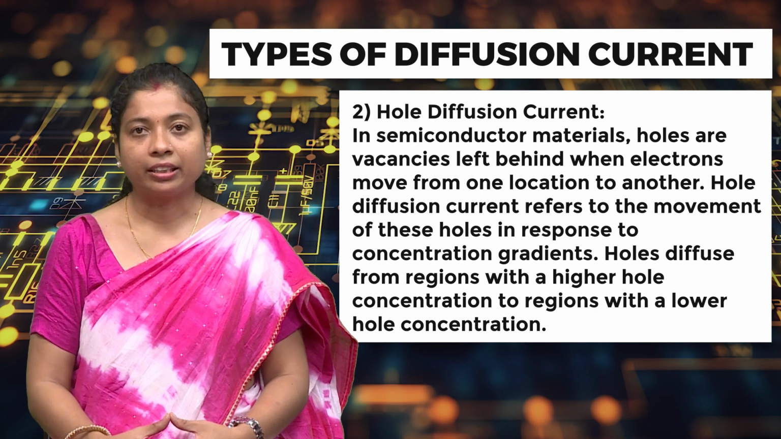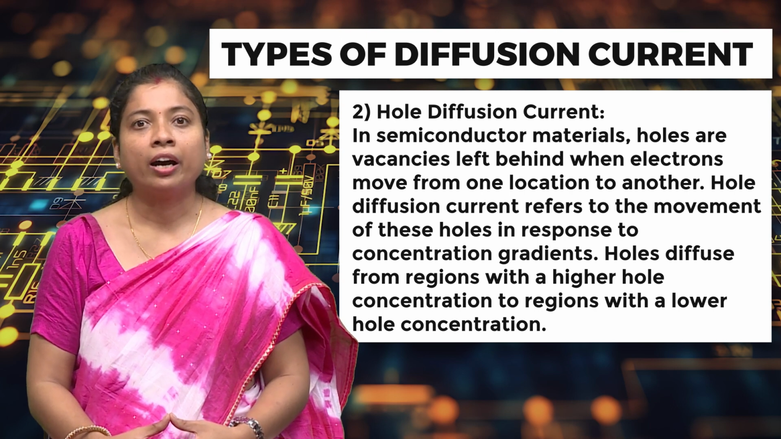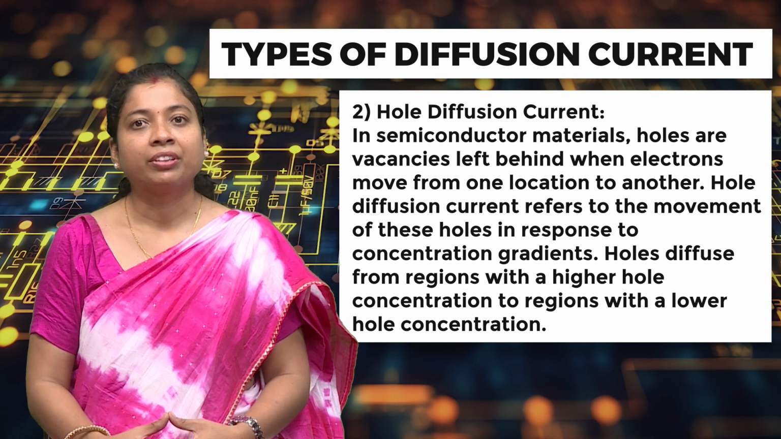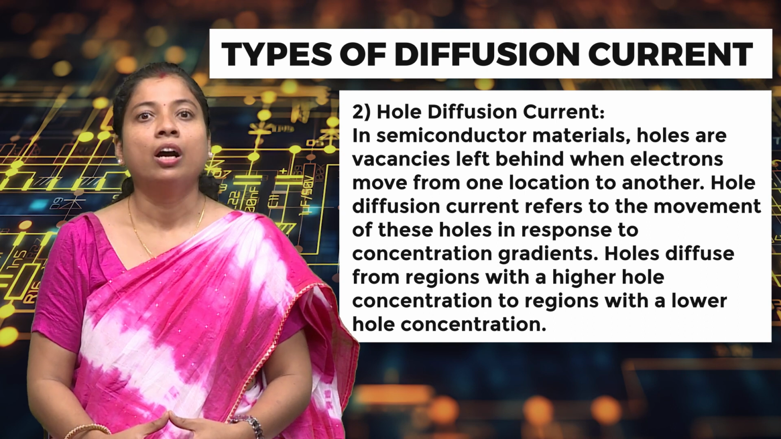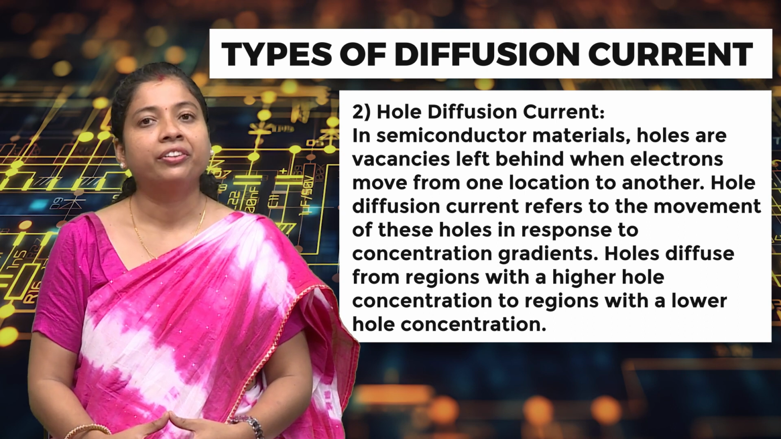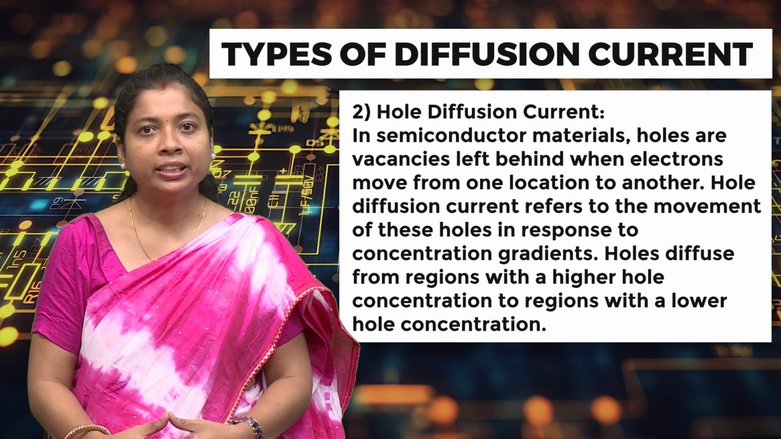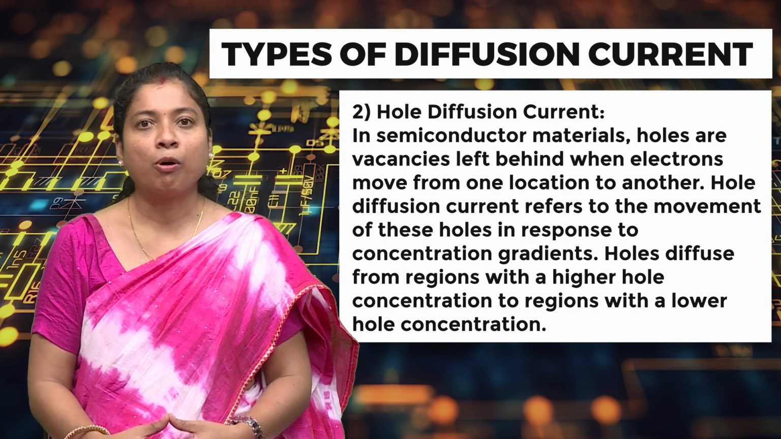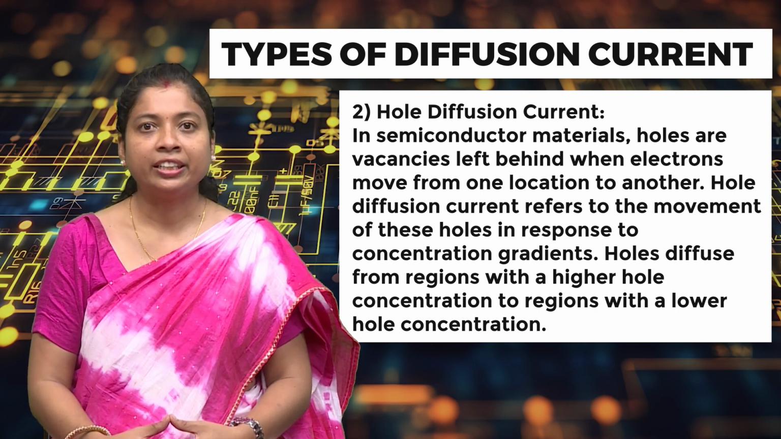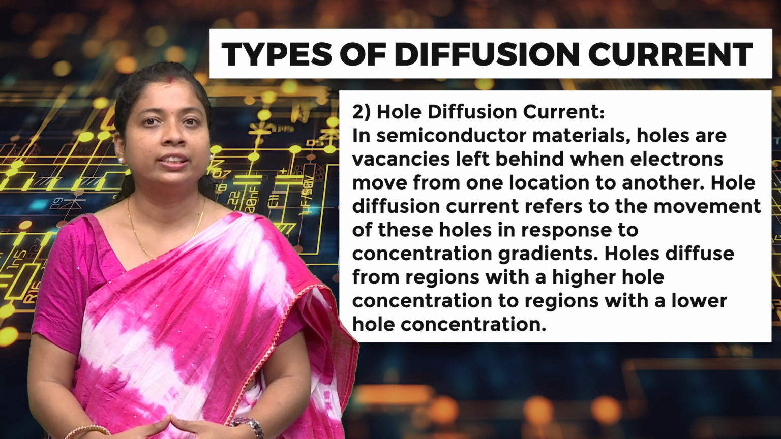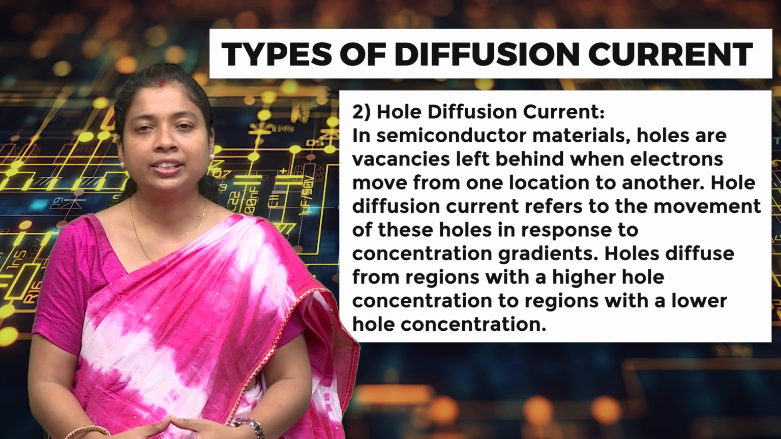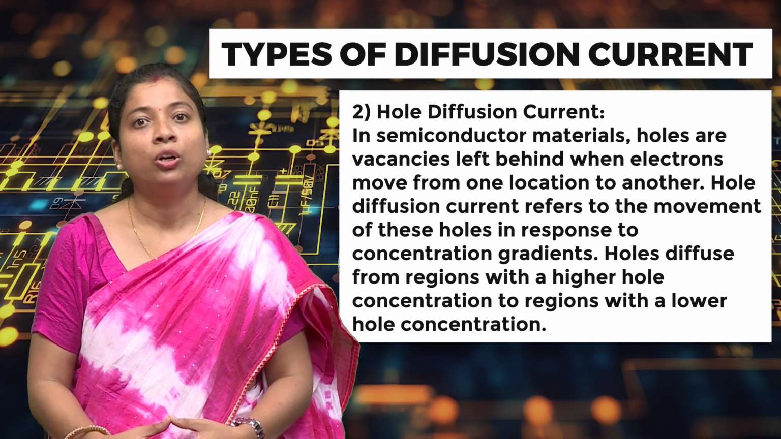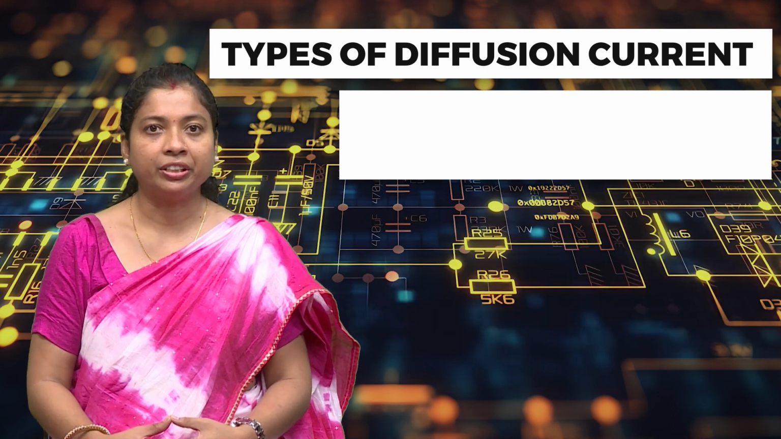Second, hole diffusion current. In a semiconductor material, holes are vacancies left behind when electrons move from one location to another. Hole diffusion current refers to the movement of these holes in response to a concentration gradient. Holes diffuse from a region with a higher hole concentration to a region with a lower hole concentration.